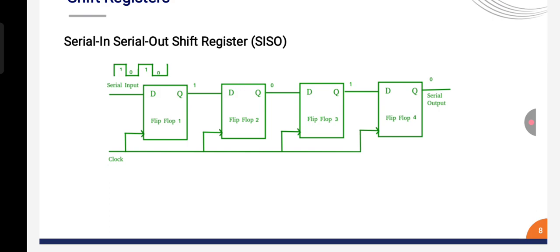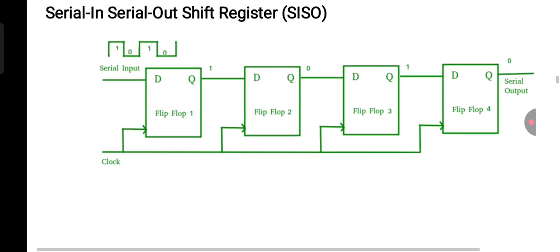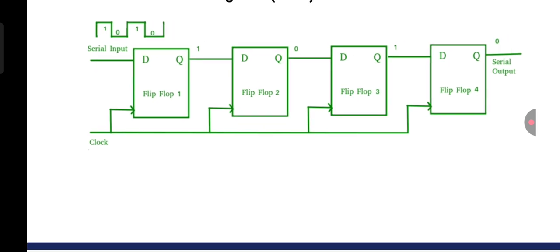This is the logic diagram of the serial in, serial out shift register. The serial input is applied to the F3 flip flop. The output of F3 is connected to the input of flip flop 2, the output of flip flop 2 is connected to the input of flip flop 1, and the output of flip flop 1 is connected to the input of flip flop 0.